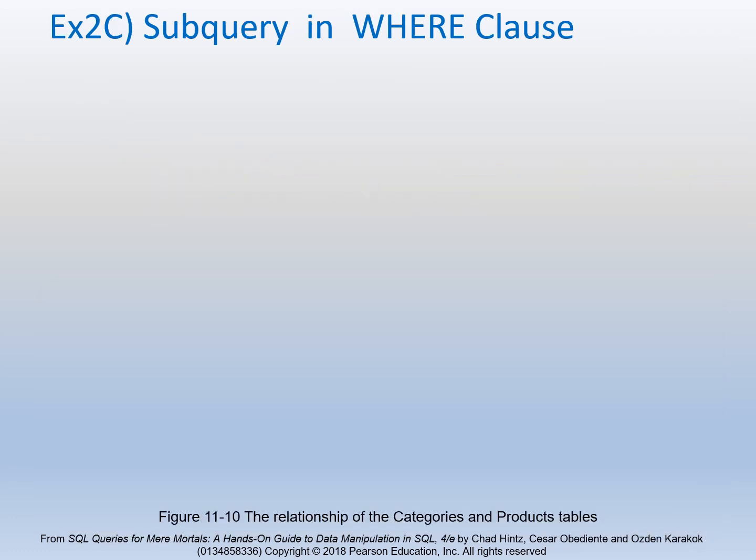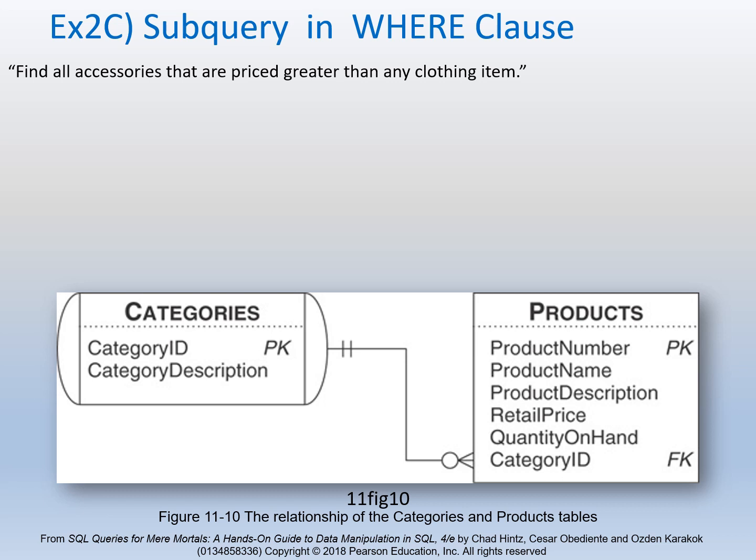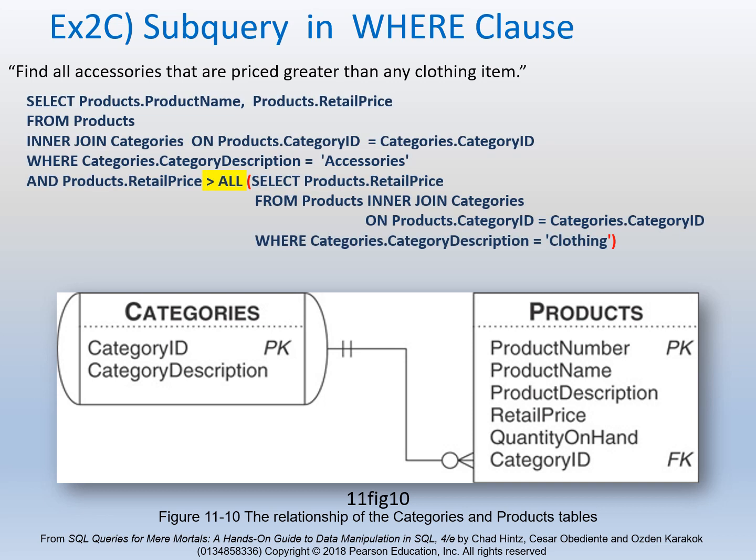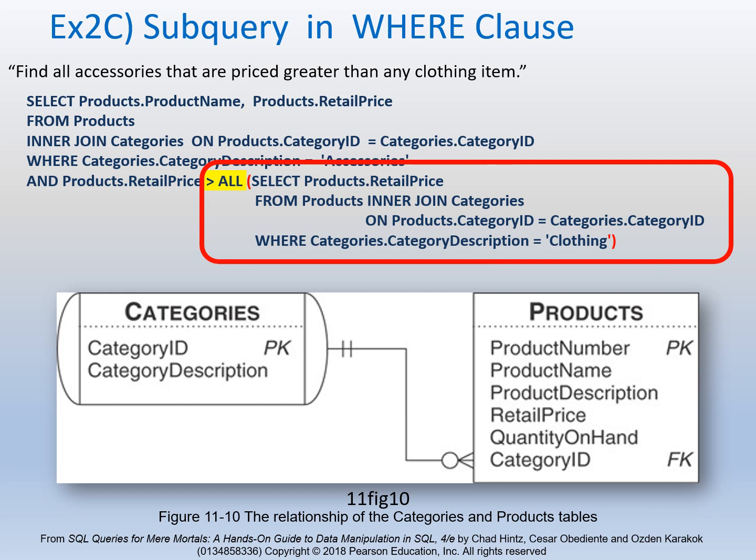This is our third example of a subquery in a where clause. The query, find all accessories that are priced greater than any other clothing item. We are using two tables, categories and products. This is our data model. This is our select statement, and we see our subquery is in the where clause.